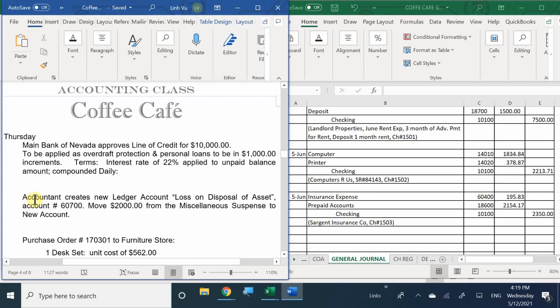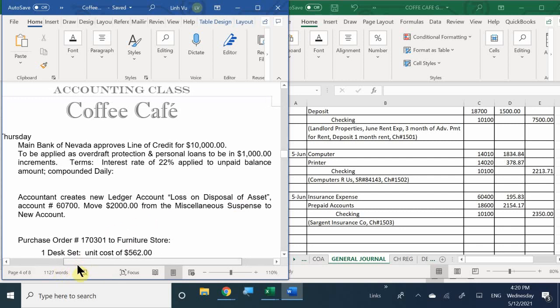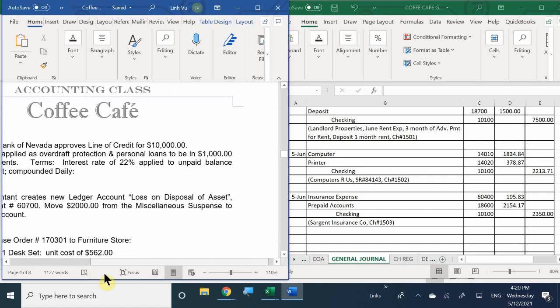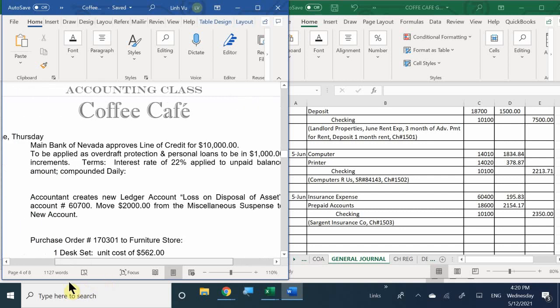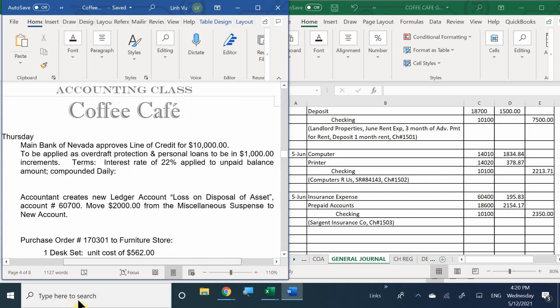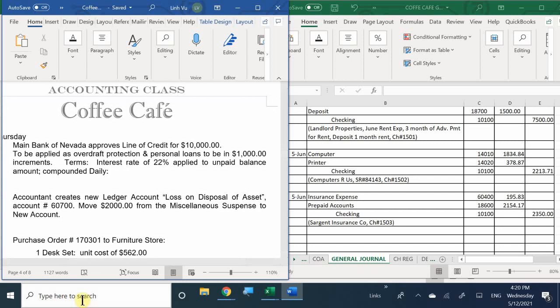Now the accountant creates a new ledger account, loss on disposal of asset. It's an expense account, okay? Let's take a look at this. It's account number 6700. Now we tell you that you're going to move $2,000 from the miscellaneous suspense account and you're going to drop that $2,000 into that new account. So how do I journalize this? How do I remove from one account to another?